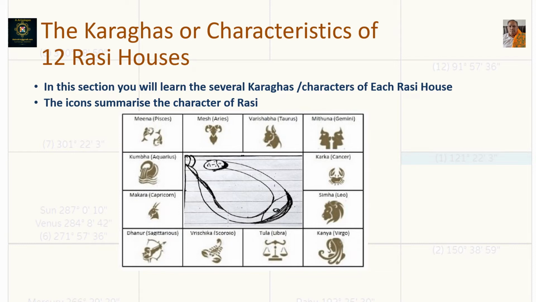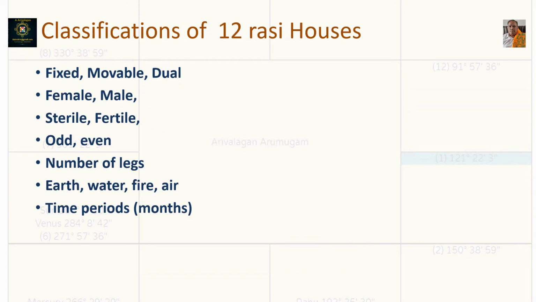And then next you will learn what are the karanas or characteristics of the 12 Rasi houses, and icons for them to summarize their character. And if you see here, a human starts with the head here from Mesha Rashi and the foot is in the Mina Rashi. That's how it is framed.